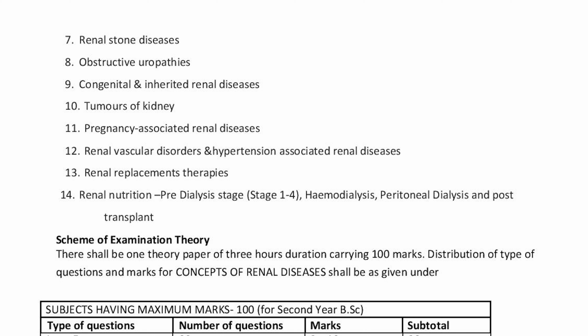7. Renal stone diseases. 8. Obstructive uropathies. 9. Congenital and inherited renal diseases. 10. Tumors of kidney. 11. Pregnancy-associated renal diseases. 12. Renal vascular disorders and hypertension-associated renal diseases. 13. Renal replacement therapies. 14. Renal nutrition, pre-dialysis stage, stage 1 to 4, hemodialysis, peritoneal dialysis and post-transplant.